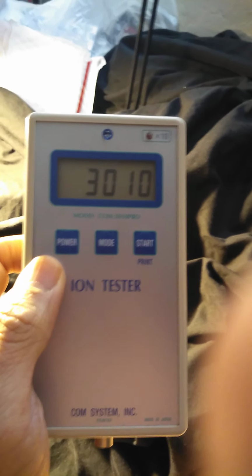So what I'm going to do is set this pendant aside for a moment, and run a test with this machine empty, with nothing in it, okay? It takes about 15 seconds.